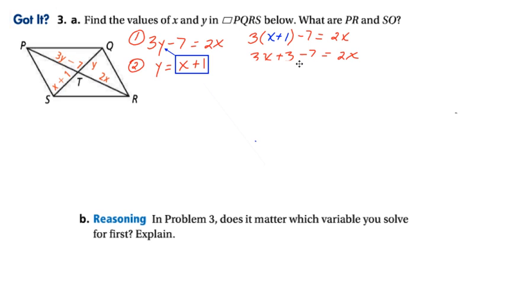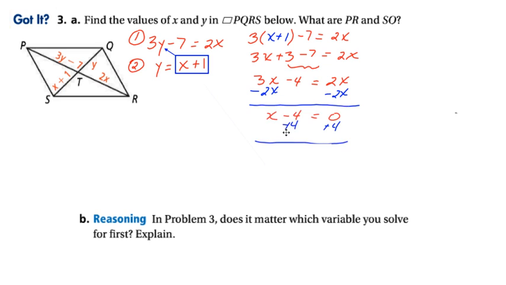The next thing you want to do is combine like terms. The plus 3 and minus 7 gives you a minus 4. And then subtract 2x from both sides, and we end up with x minus 4 is equal to 0. And our last step is to add 4 to both sides, giving us x equal to 4.